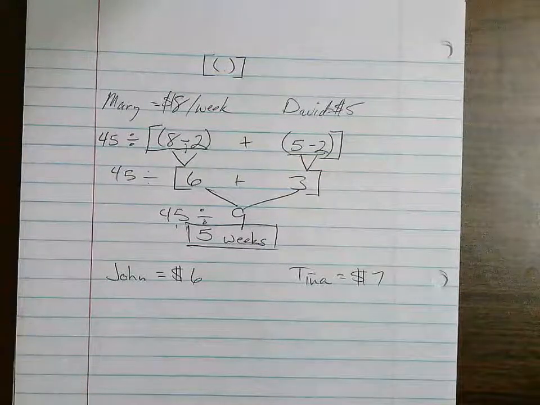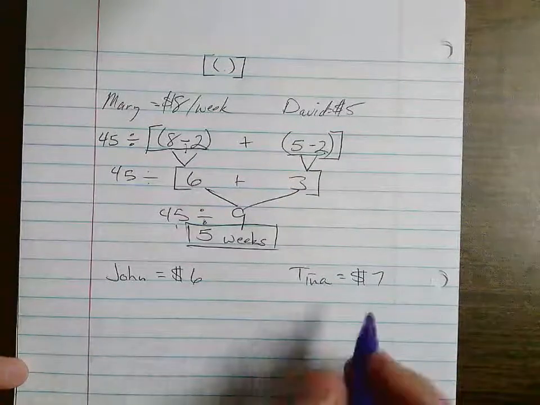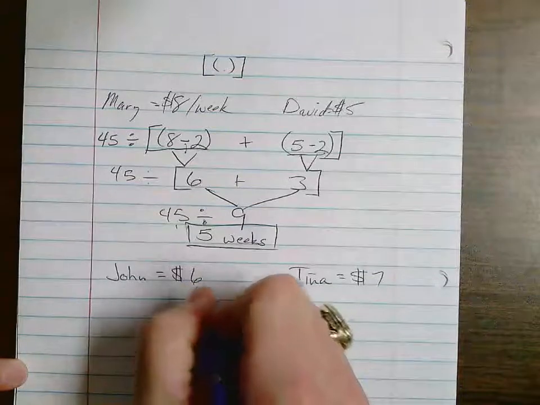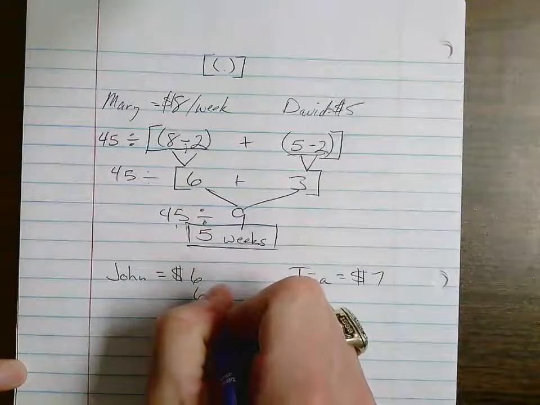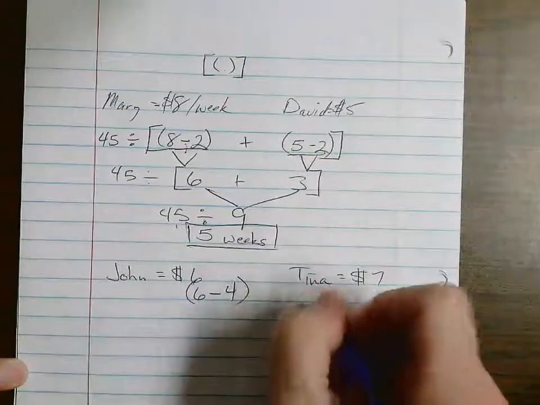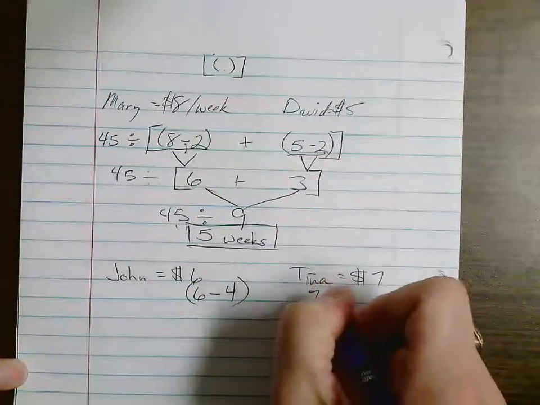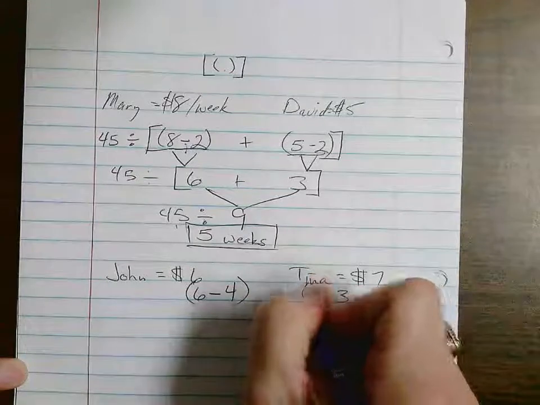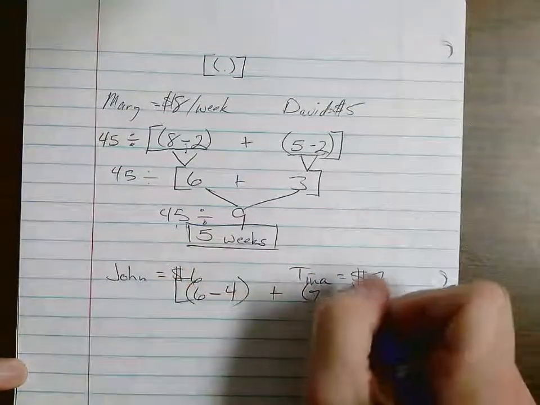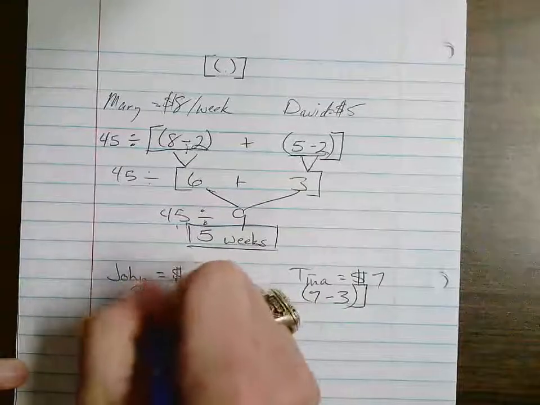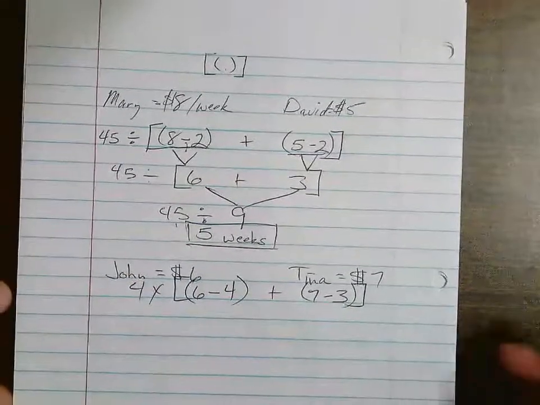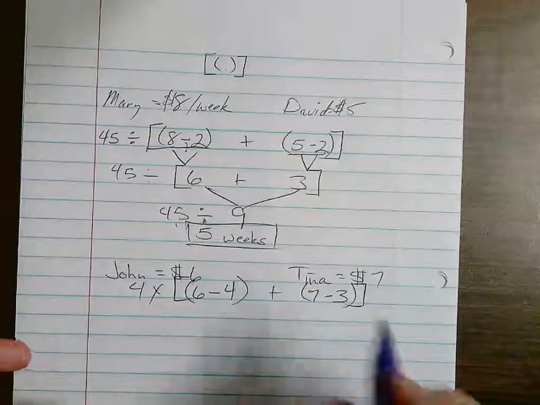So the first thing we need to do is find out how much John saves. Well, John saves $6 minus 4 because that's how much he spent. Tina saves $7 minus 3 because that's how much she spent. And add that together and multiply it times 4. And that's how we'll figure out how much they can save in 4 weeks. So let's work it out.